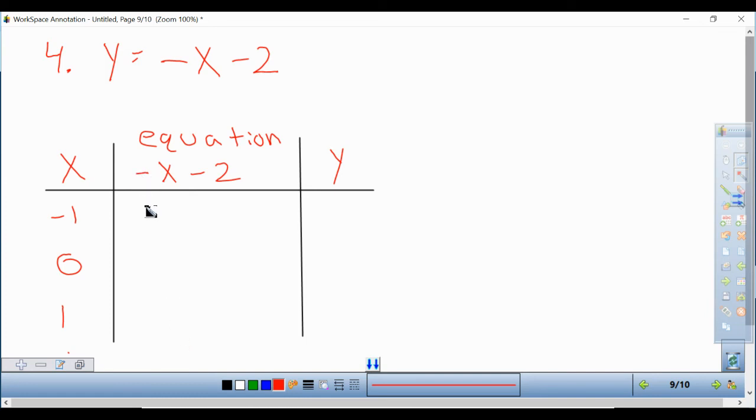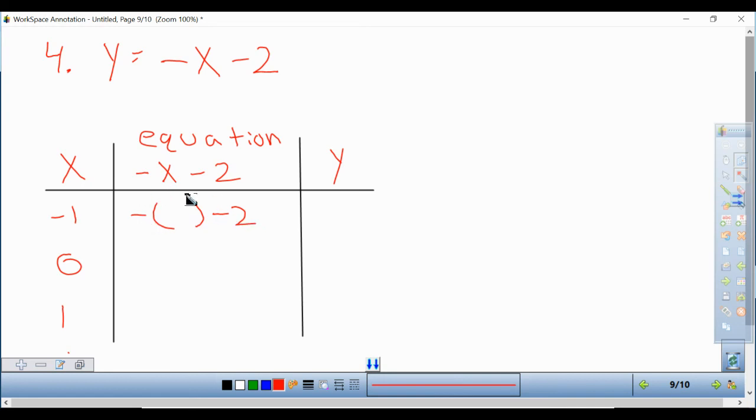One big thing here is I write everything except for the x. A lot of kids get in the habit of doing this. Oh, it's negative x, so I'm just going to write negative 1 minus 2. Well, that would be wrong. You need to bring everything down except the x. And when I mean everything, even what's in front of the x. So this equation is negative, then that's where your x would go, minus 2.